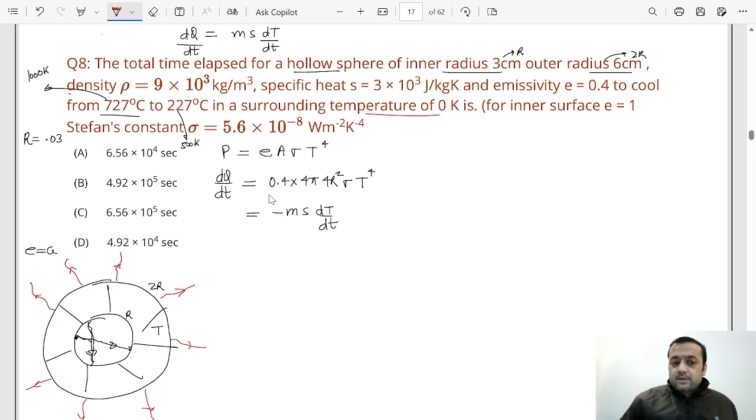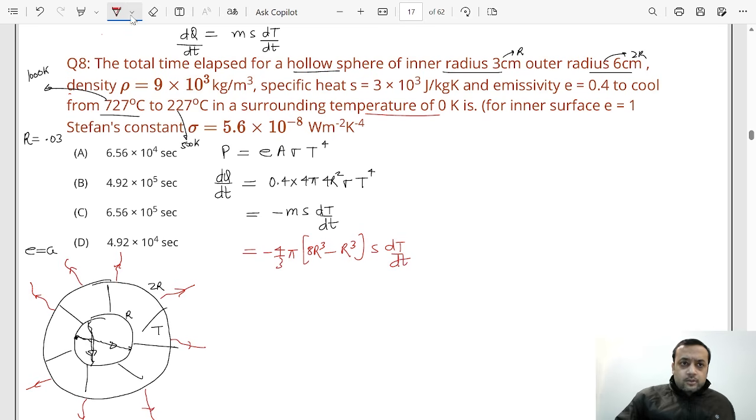Okay, so look, dQ by dt is this also, and dQ by dt is this also. What is the value of the mass? So look, mass can be written as the volume of the sphere into the density of the sphere. What is the volume of the sphere? Volume is 4 by 3 into pi into (2r) cube. This is the volume of the bigger sphere if the sphere was complete, minus this much portion which is empty, that means r cube. All right, so this is the mass into the specific heat into dT by dt.